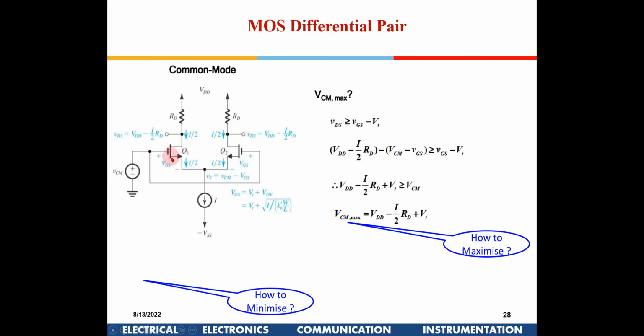Now if you see here, what is the VDS? VDS here has to be at least VGS minus VT for this transistor to remain in saturation. So I write VGS minus VT, and then I have VDD minus I by 2 RD. This is the condition for this transistor to be in saturation. VCM is the common mode voltage which is given here, so the overdrive voltage is VCM minus VGS minus VT.